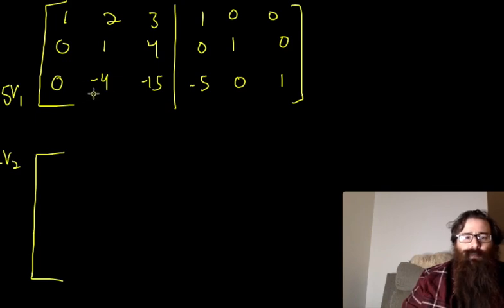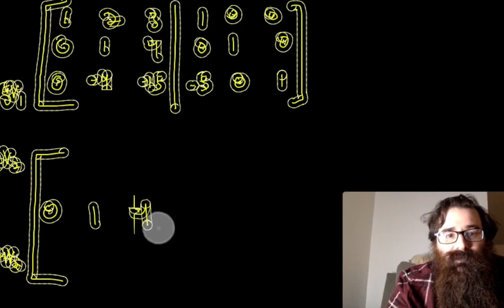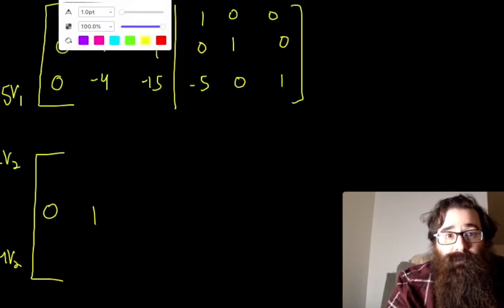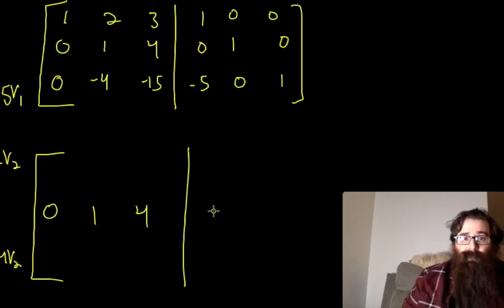And what about in row 3? In row 3, I want negative 4 plus 4 times 1. So I have to replace row 3 with row 3 plus 4 times row 2. And I can just rewrite row 2 to get that out of the way. That is 0, 1, 4, and then continues augmented 0, 1, 0.